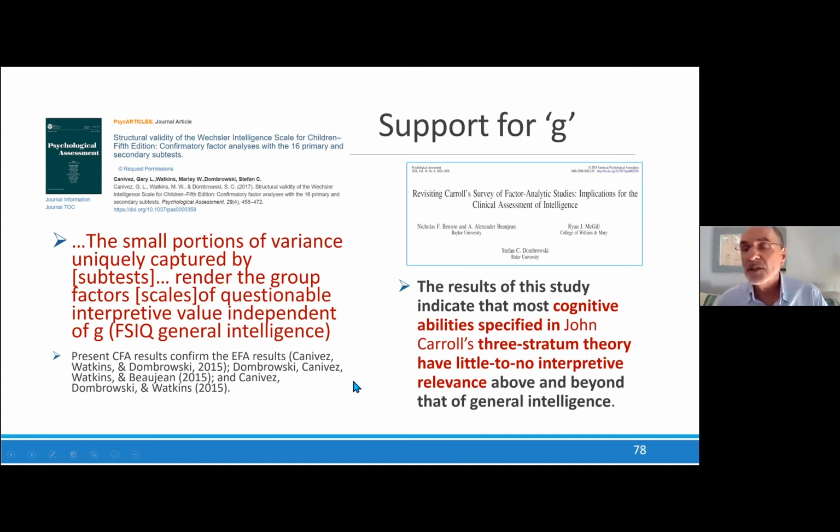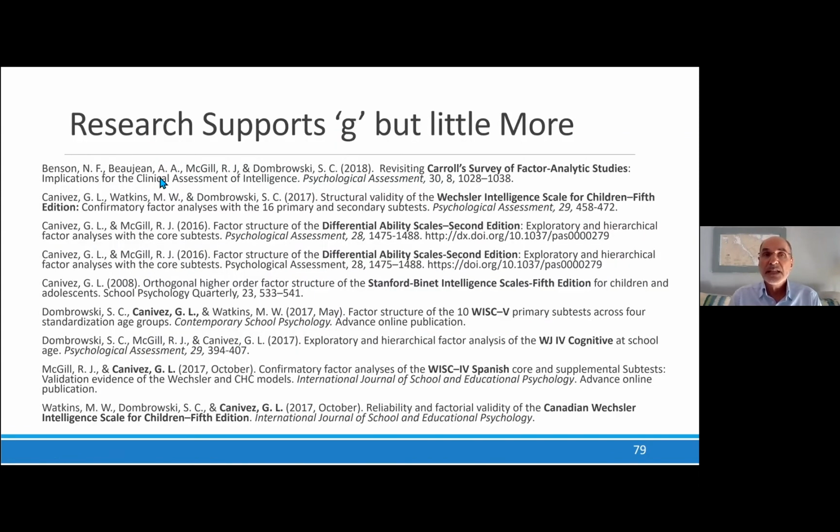Said in plain English, this research says the only score you should interpret on, for example, a Stanford-Binet, a Woodcock Cognitive, or a WISC is the full scale, the total score. Of course, the parts really don't have specific variance. This is just a list of some of the research that these guys have done.